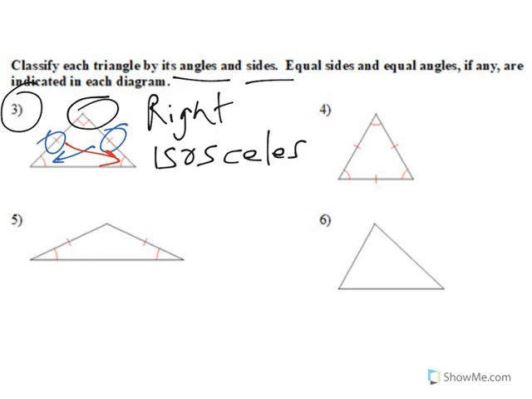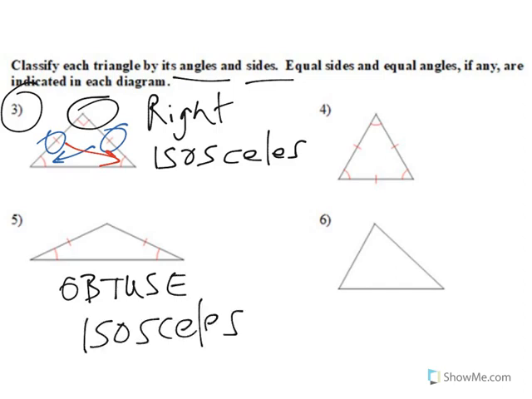Okay, let's go ahead and give you a chance to work through these as well. Go ahead and pause now. Okay, so let's go through these here. Again, this looks like an obtuse isosceles. I have two equal, congruent sides, and this angle is obtuse.